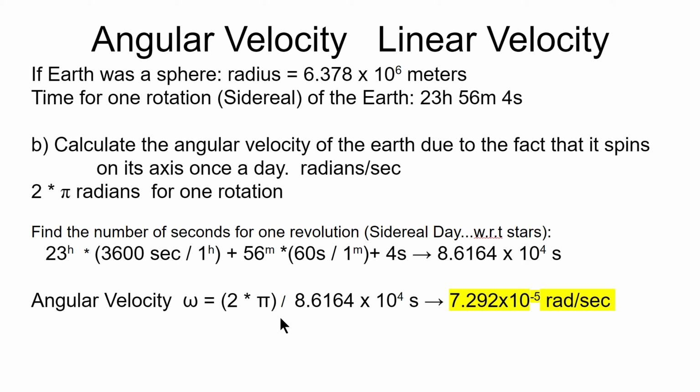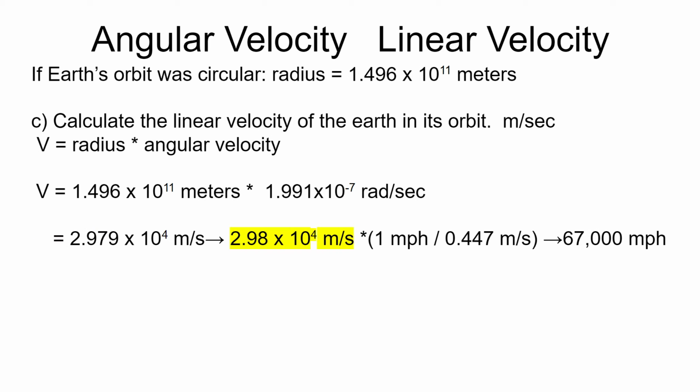So again, doing the division here, 2 pi radians for one circle, one spin, and the time that we came up with, I get 7.292 times 10 to the minus 5 radians per second if you want 4 digits, or 7.29 times 10 to the minus 5 radians per second. But we have a linear velocity to calculate next.